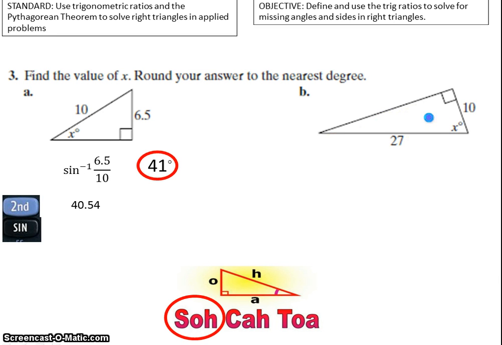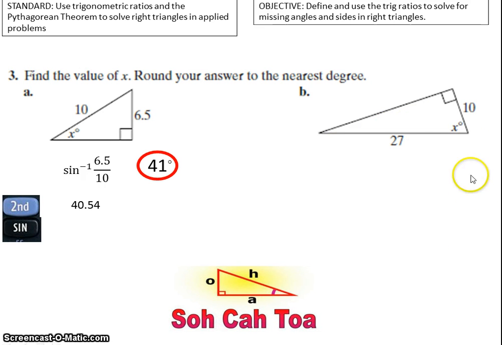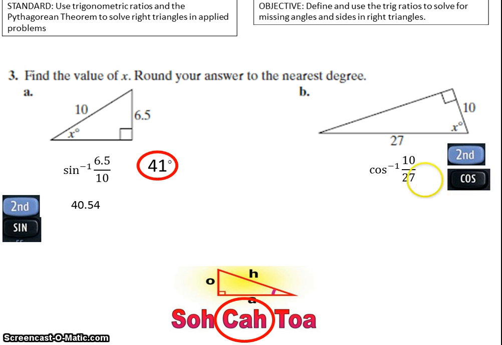What about this other one over here? So we've got to figure out what we got. From the angle of x, we have the hypotenuse, that's across from the right angle, and we have the adjacent side over here. So we're going to use the inverse of cosine. So I've got the inverse cosine of 10 over 27. Again, second, cosine gets us the arc cosine or inverse cosine function. Multiply it out, we get 68.26, round to the nearest degree, 68 degrees.